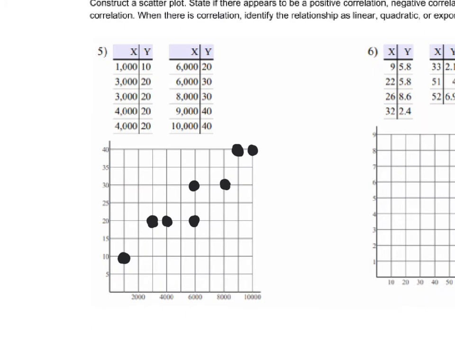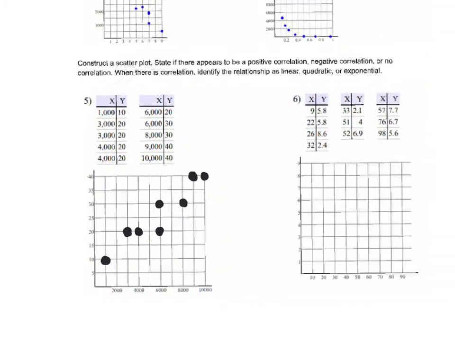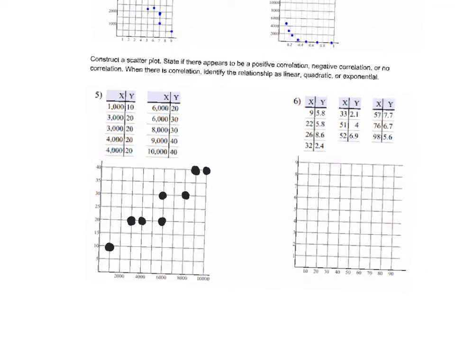So I'm looking at problem 5 on the homework, and I've already graphed these points for you. So if you look at this, think back and look back at the first page of your notes. We need to, based on our instructions, construct a scatter plot. That's done. State if there appears to be a positive, negative, or no correlation. Well, looking at this data, I would say that it's increasing, so this is going to be positive correlation. So I'm going to write that down. This is positive correlation.